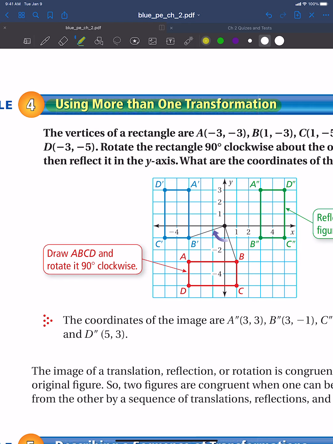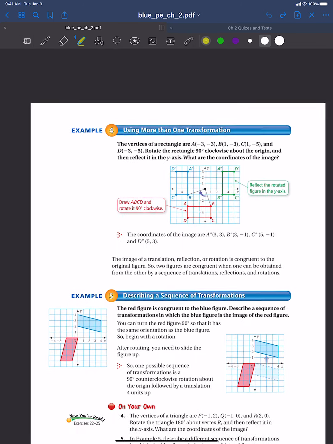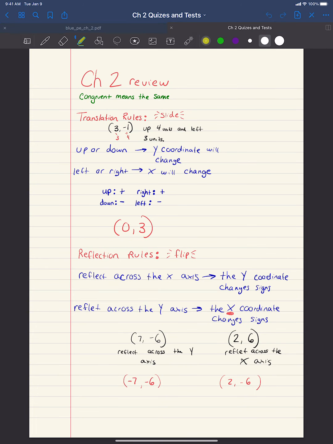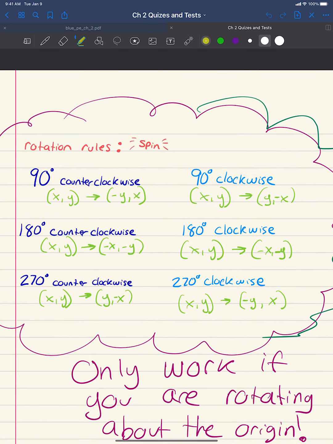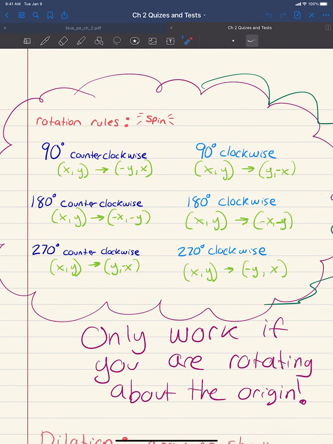So sometimes a shape doesn't just translate, or it doesn't just reflect, or it doesn't just rotate. Sometimes it does something and then it does something again. So let's go over the rules real quick, just to remind ourselves of what we learned from Friday. Here are the rules of rotation. So pause this video, write this down if you need to, but you should have them already written.